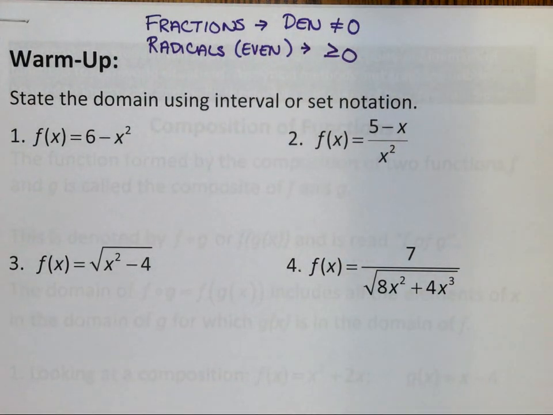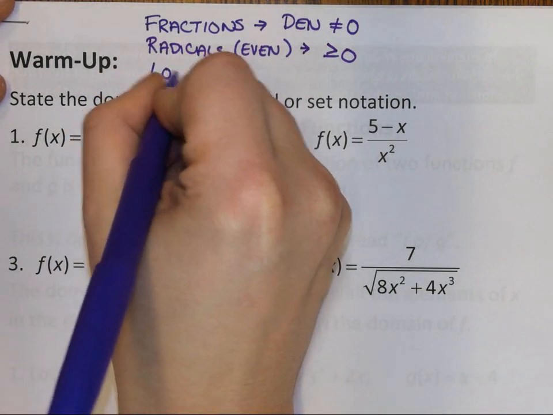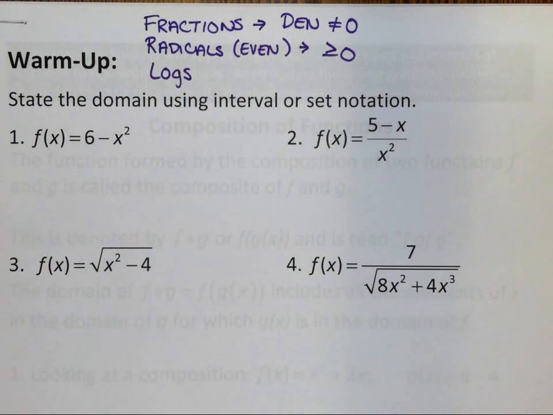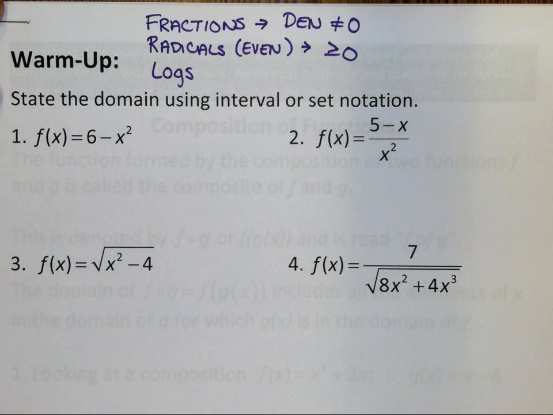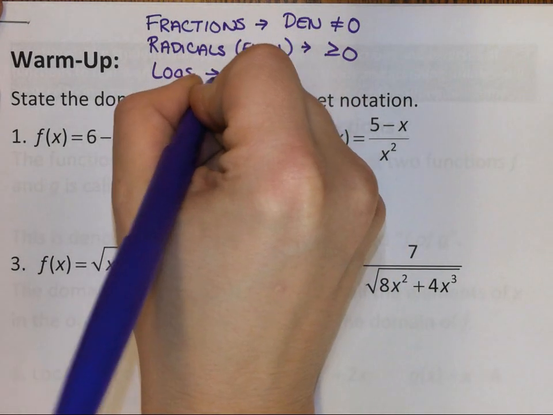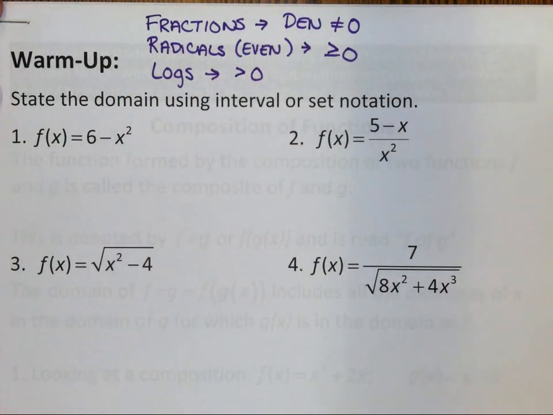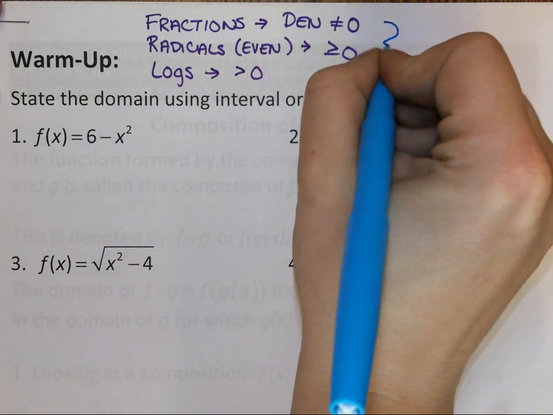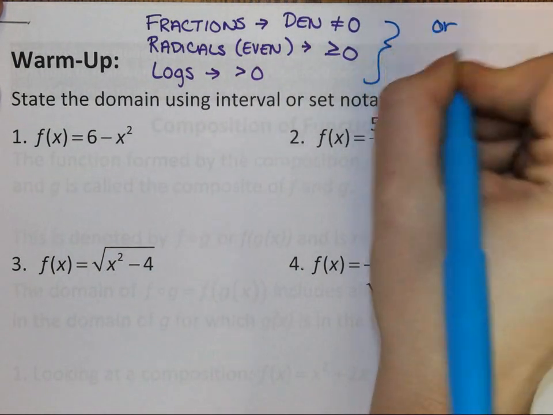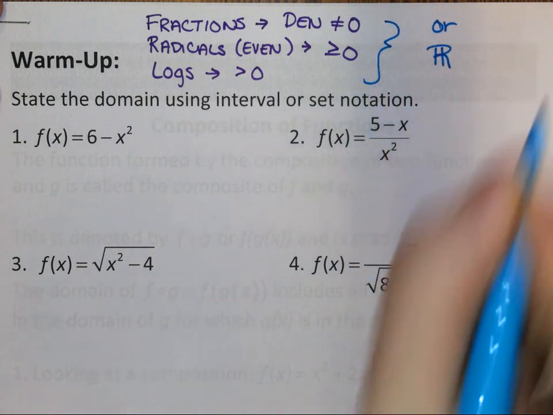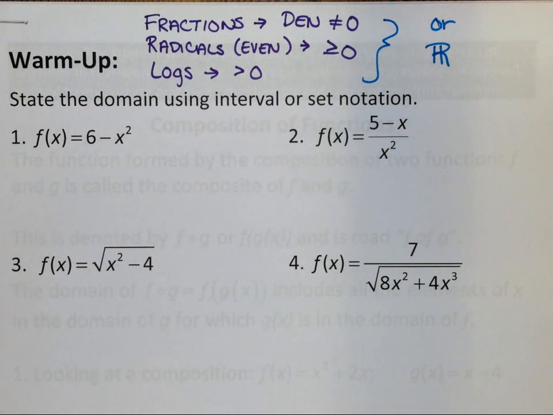We did pick up one new-ish thing, and that was logs. And that's the fact the stuff after logs has to be what? Greater than 0. If it is not one of those, it's going to be all real numbers. Easy peasy lemon squeezy?